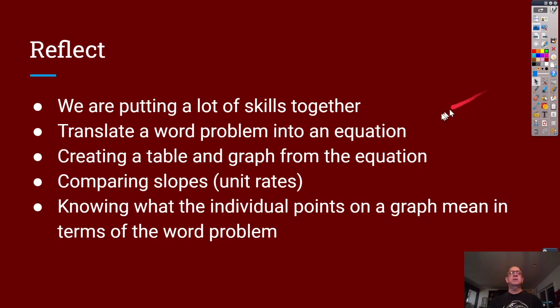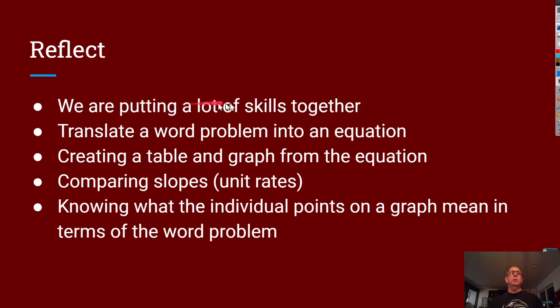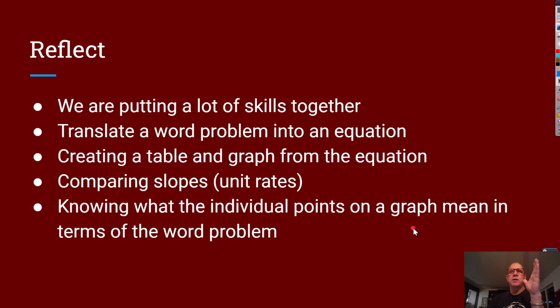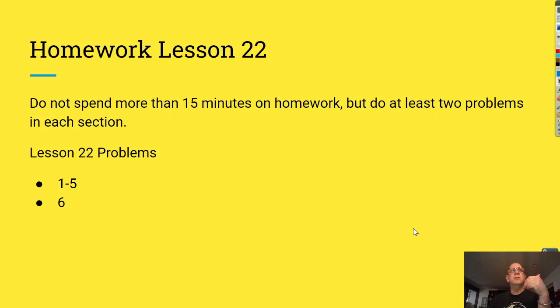I hope that makes sense to you. So we're putting a lot of skills together. We're translating word problems into an equation. We're creating a table and a graph from the equation. We're comparing slopes, which are unit rates. We're knowing what individual points on the graph mean in terms of the word problem. Okay, so we're putting all of that together. That was a lot of 7th grade stuff as well as a lot of 8th grade stuff.